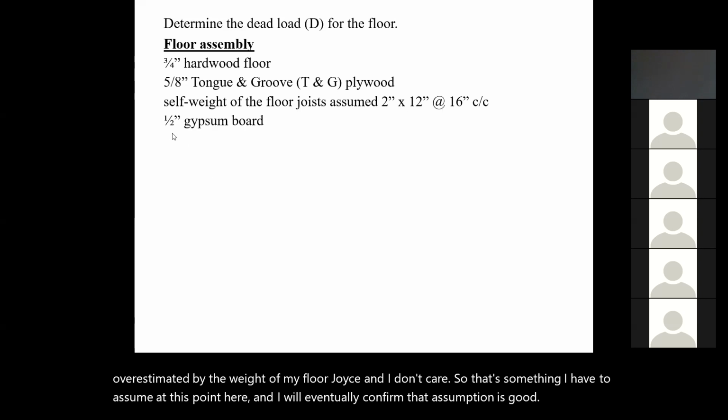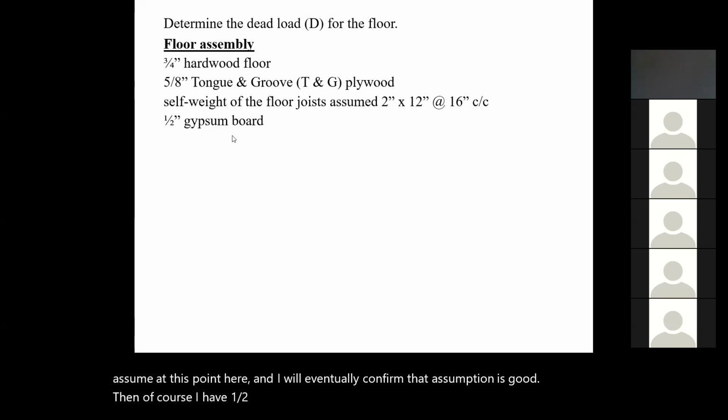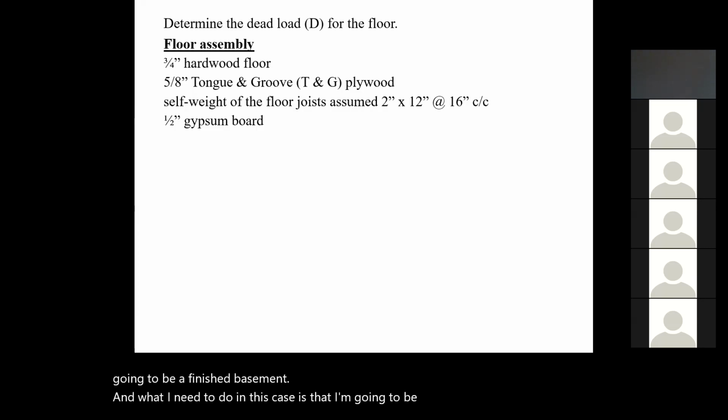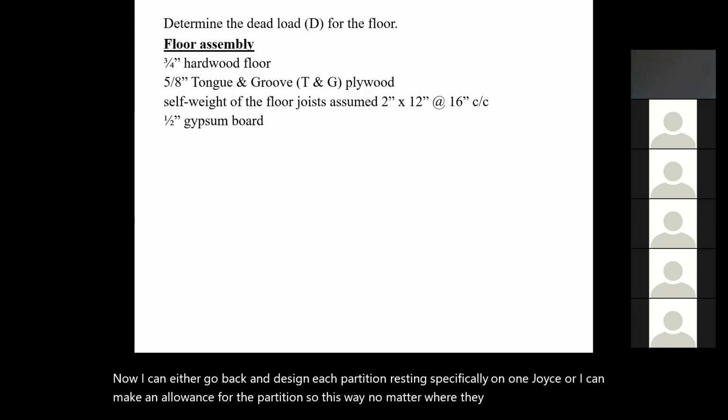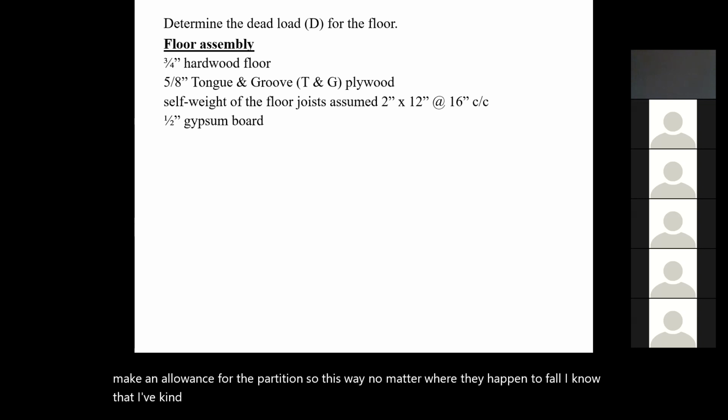Then of course I have a 1/2 inch gypsum attached to the underside of the floor because it's going to be a finished basement. And I'm going to have partitions sitting on my floor. Now, I can either go back and design each partition resting specifically on one joist, or I can make an allowance for the partition. This way, no matter where they happen to fall, I know I've allowed for that in my design.